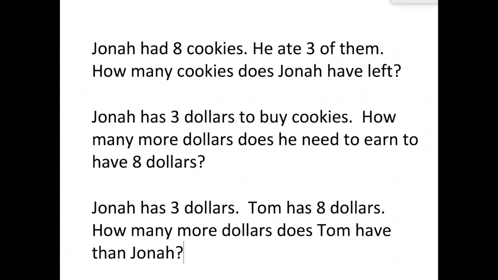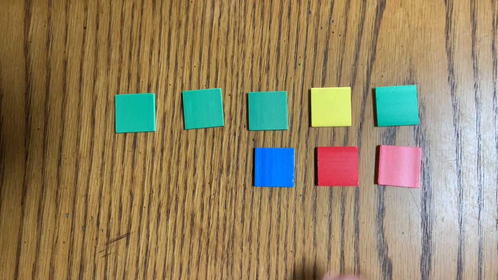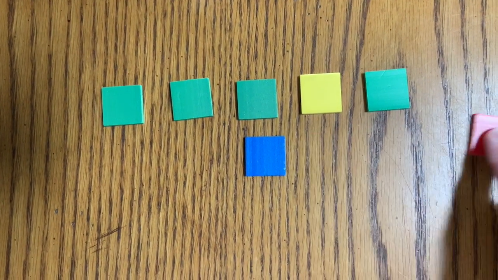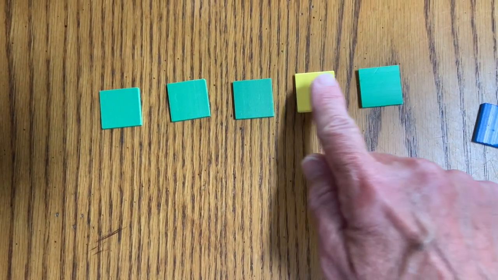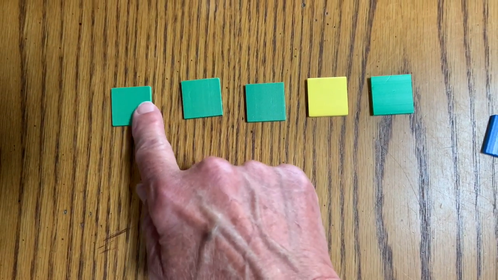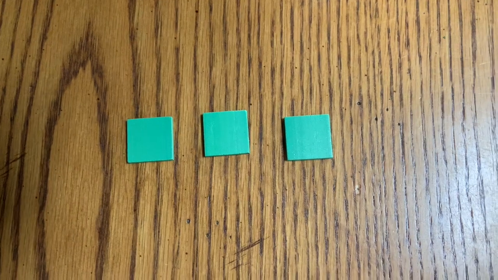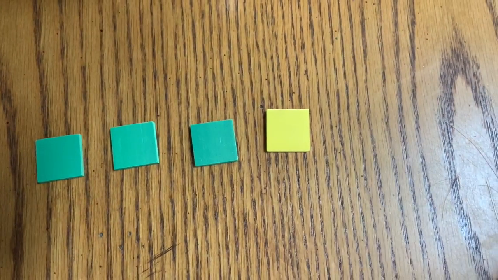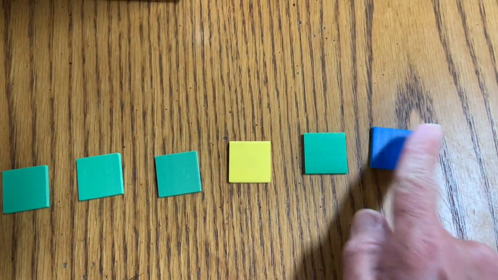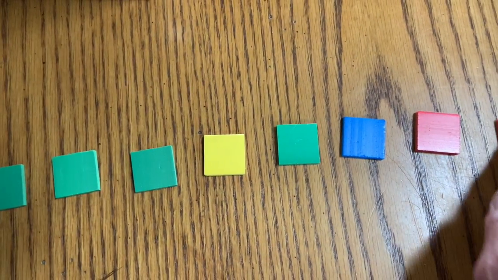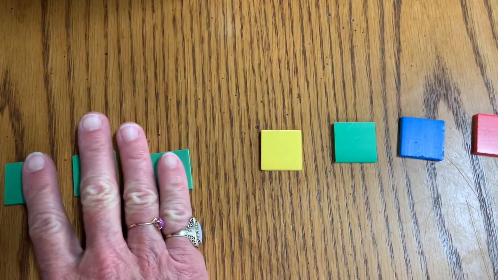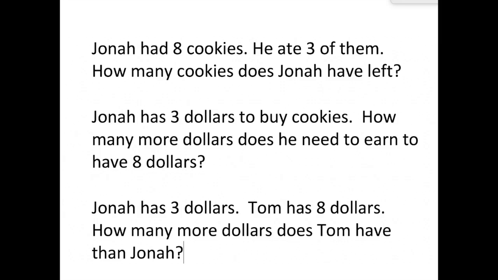So, for example, in the first problem, Jonah had 8 cookies. He ate 3 of them. How many cookies does Jonah have left? Most young children would put out the 8 and then take away the 3 and then count what was left. In the second example, most children would put out 3 to represent the $3 and then count on until they got to 8 and then count how many they added on to find the difference of 5.